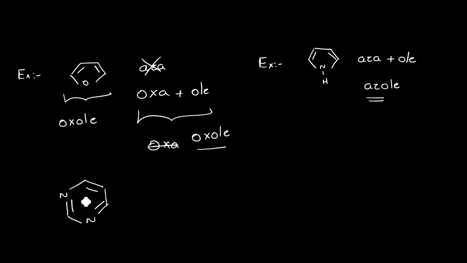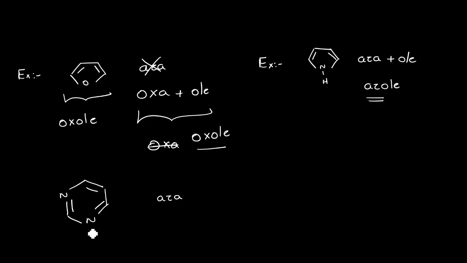Now we have nitrogen, right? Nitrogen means we have aza. Don't forget that we now have two heteroatoms. So when you have more than one heteroatom, you always have to mention the position. So here we have to mention the position.